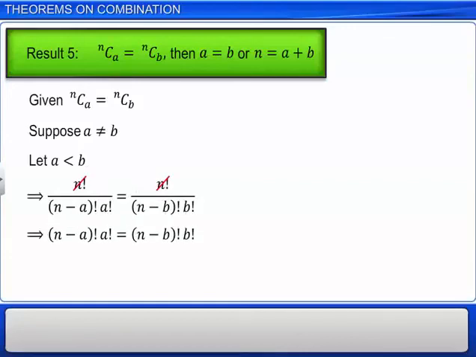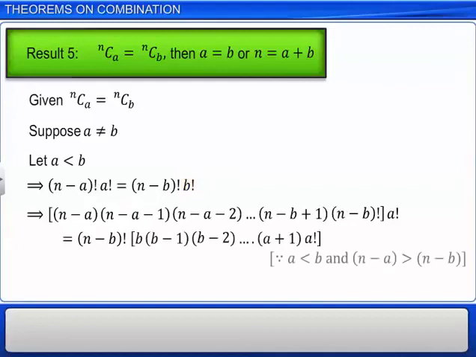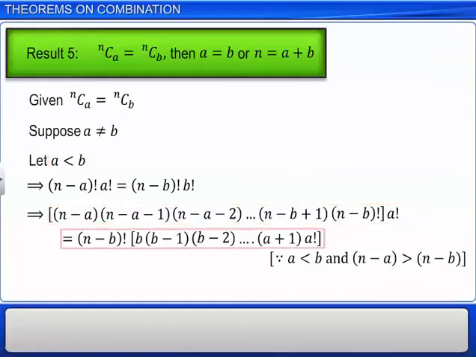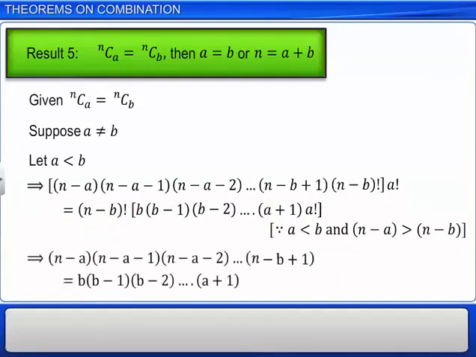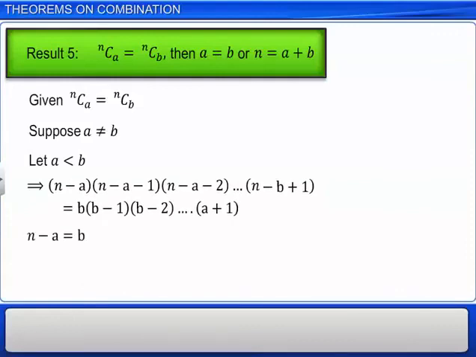The factorials can be expanded as shown on both the sides. The first term on the left-hand side is expanded using the fact that a is less than b. The second term on the right-hand side is also expanded in a similar way. Since either side is the product of b minus a consecutive positive integers, we have n minus a is equal to b. Simplifying, we get the result.